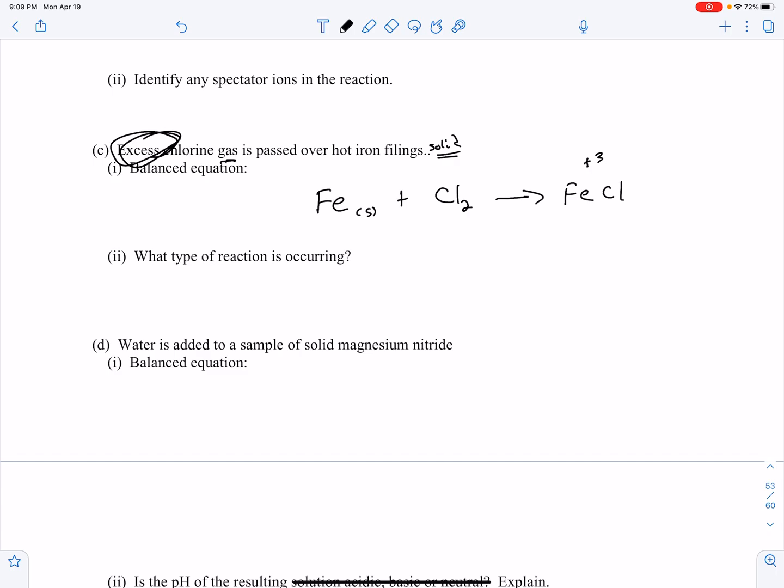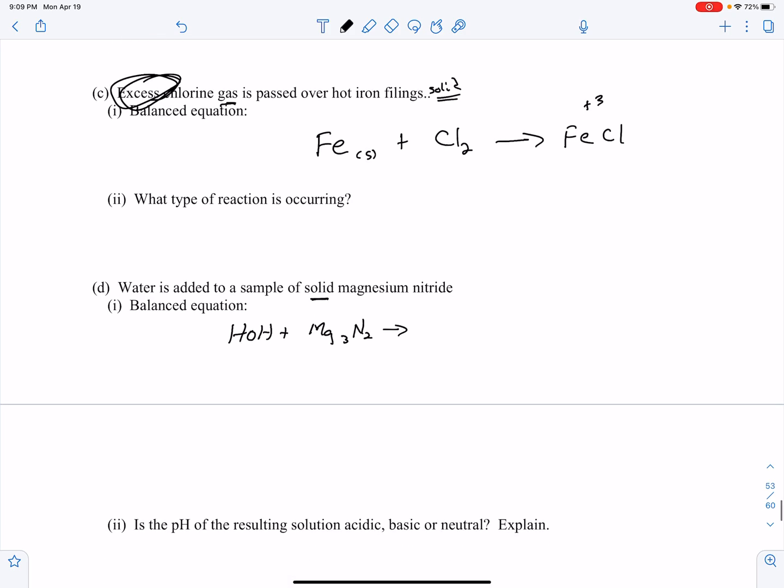Water, HOH, is added to a sample of solid magnesium nitride. And this will be written as a double replacement reaction. The only thing that I caution you about is one of your products will have nitrogen and hydrogen. And remember that nitrogen and hydrogen compound will have the negative written first. It should be a very familiar gas. And so you should hopefully be able to see that very familiar gas written appropriately.